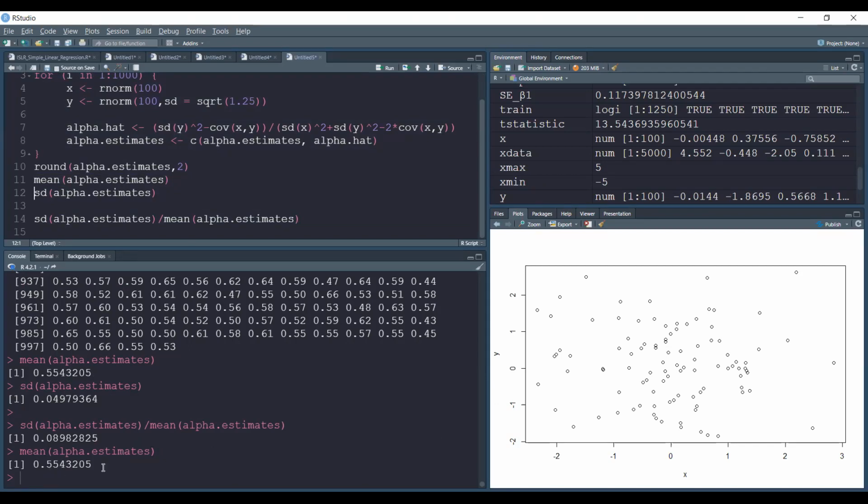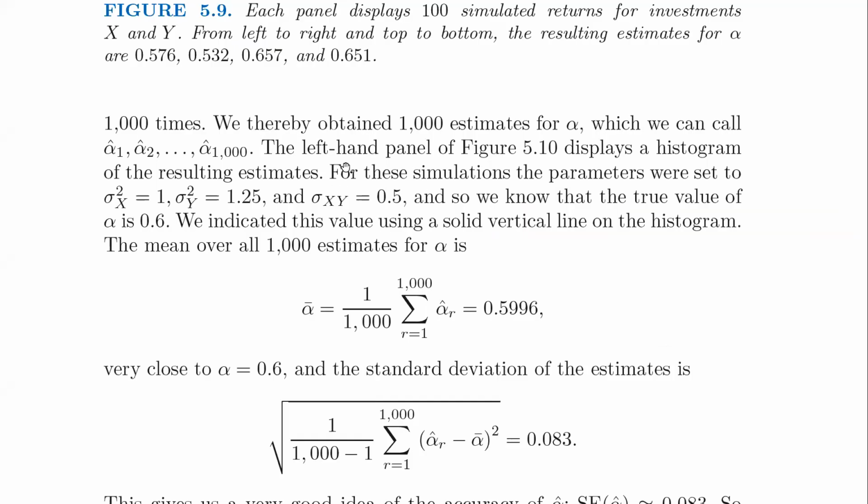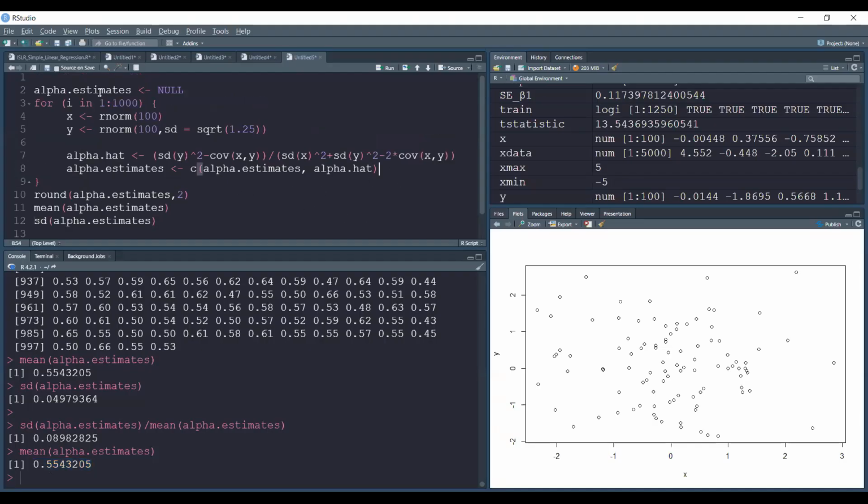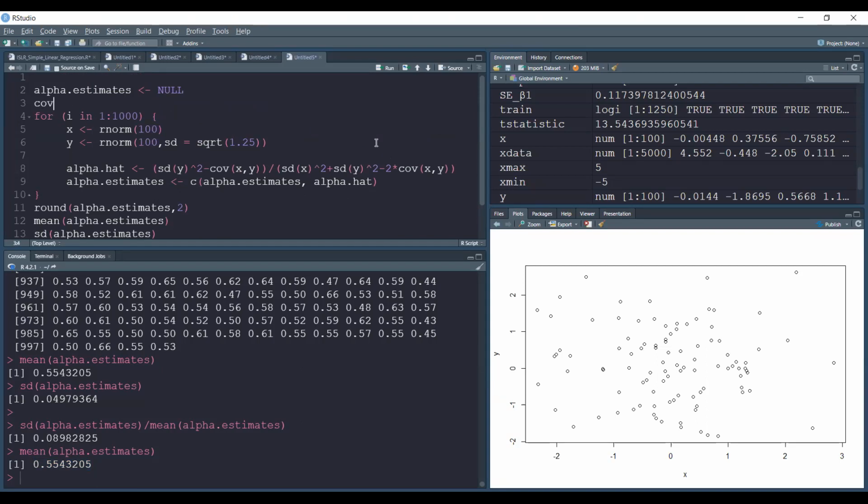So, well, maybe the true value is 0.6, but just our simulations gave us 0.55. I think probably what ours has different to the book is this covariance. I could tell you what the covariance is for each 100 x and 100 y by creating a covariance estimates vector.